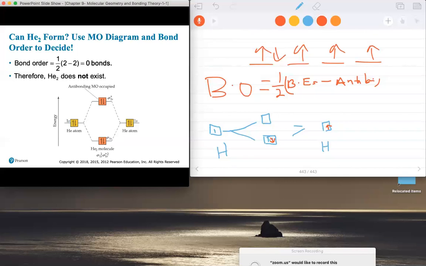There's no way you can say that helium with 2 atoms exists, which makes sense because we know group 8, they don't react except maybe a few. It's beyond our scope. Bond order tells us that there is no bond, which means there is no molecule. This molecule will not exist. So up to this point, you should have a sense of how to calculate the bond order, or why we have to determine how many bonds are formed.